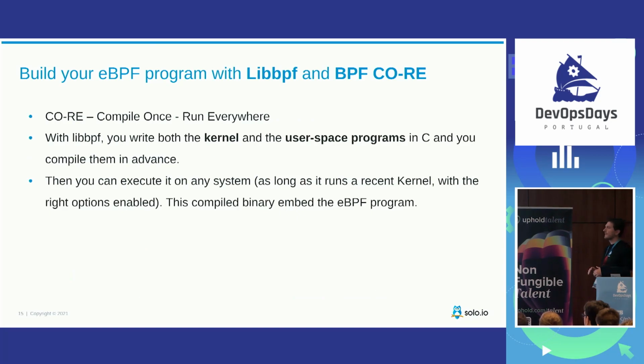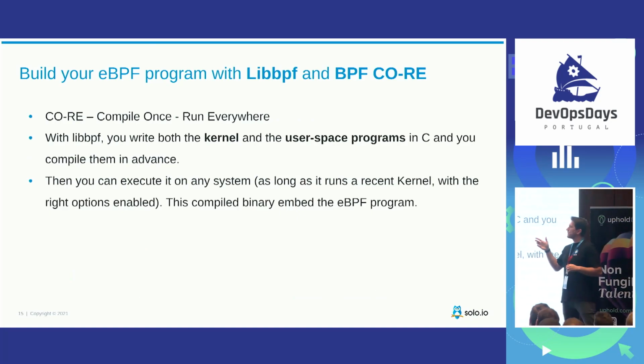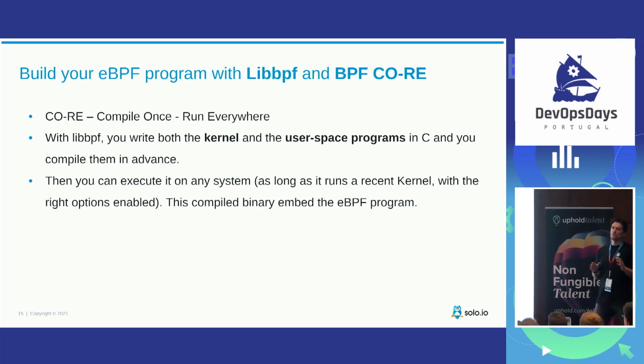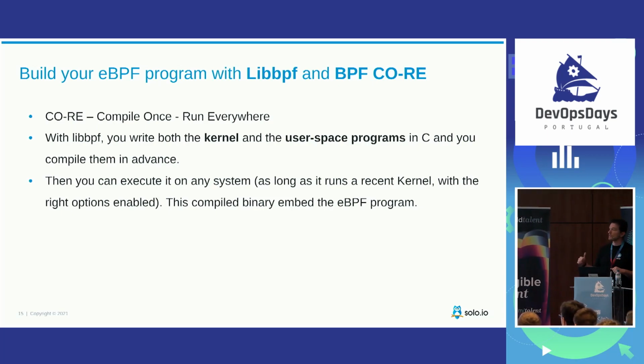The other solution is libbpf and BPF CO-RE. Here, you can compile it once and run it everywhere, so it removes this overhead initially. And with libbpf, you write both the kernel and the user space code in C, so you don't have two programming languages. That's another benefit, but its documentation is way worse.